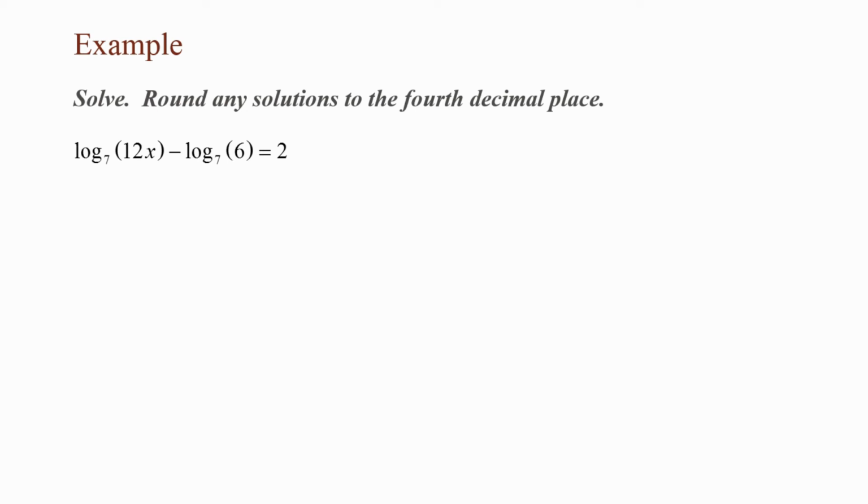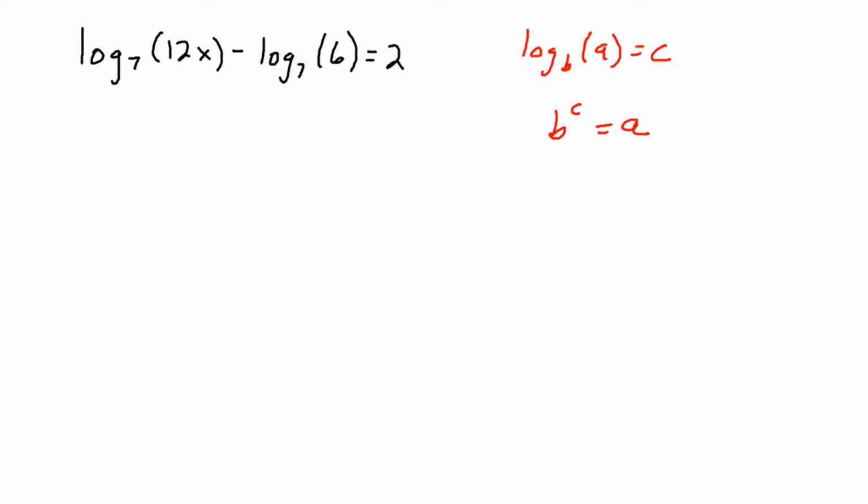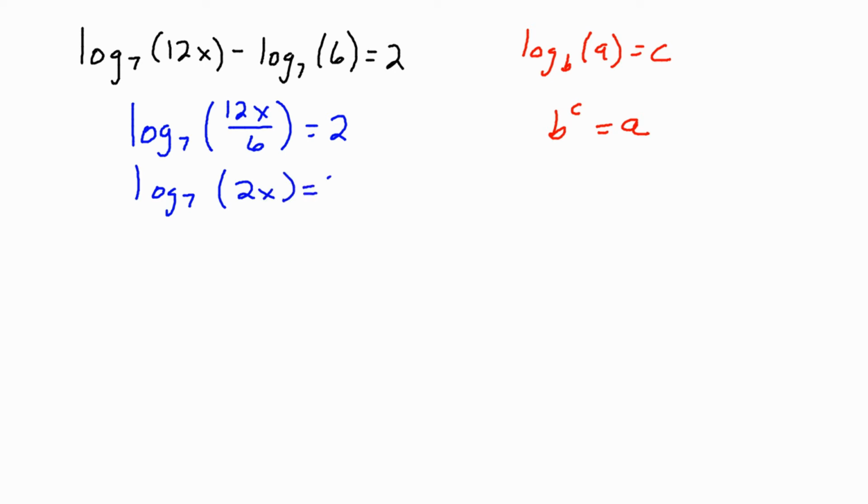In this example, we want to solve and round any solutions to the 4th decimal place. Log base 7 of 12x minus log base 7 of 6 equals 2. Our first step is to use our quotient property to combine this into a single logarithm. Log base 7 of 12x divided by 6 equals 2, which means I have log base 7 of 2x equals 2.